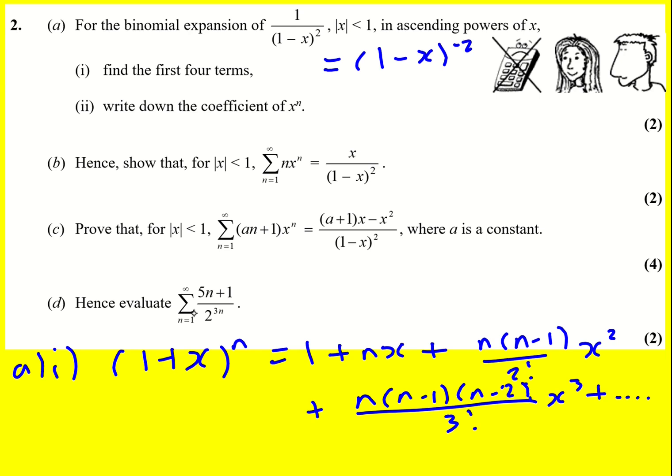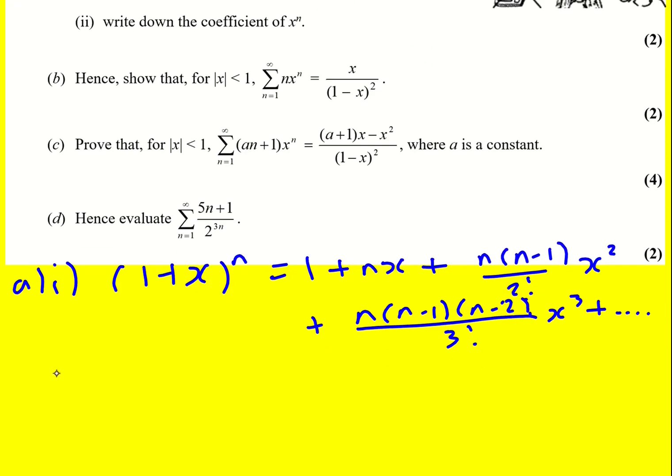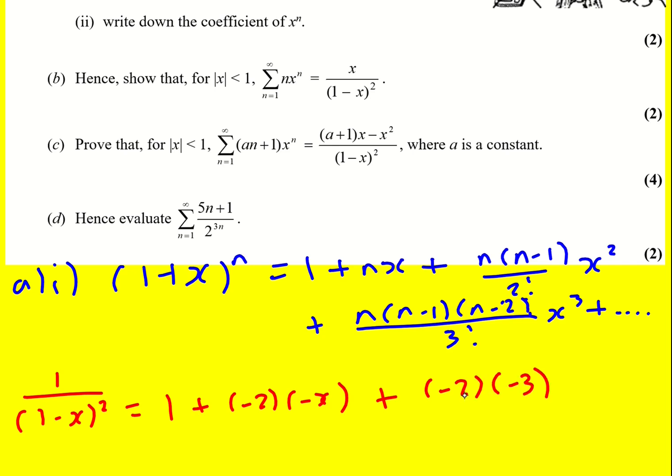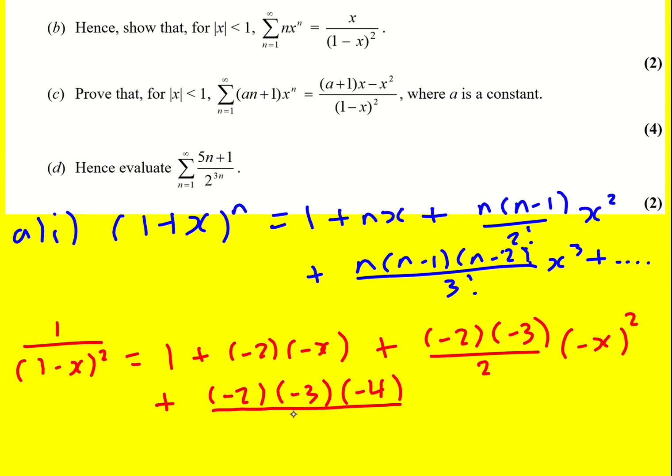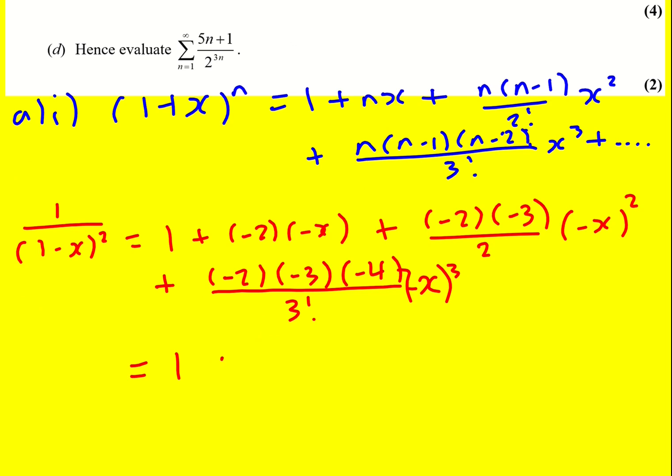Now, in our case, we need to replace plus x by minus x and n by minus 2. Okay, really important, so be careful with this that you do replace the minus x. Two factorial is just 2. This becomes minus x squared. Okay, so the double negative just leaves us with 1 plus 2x.